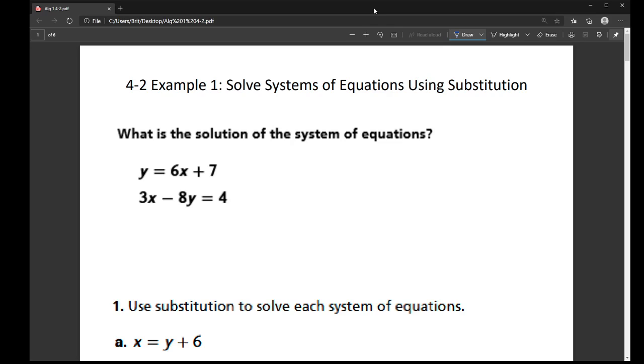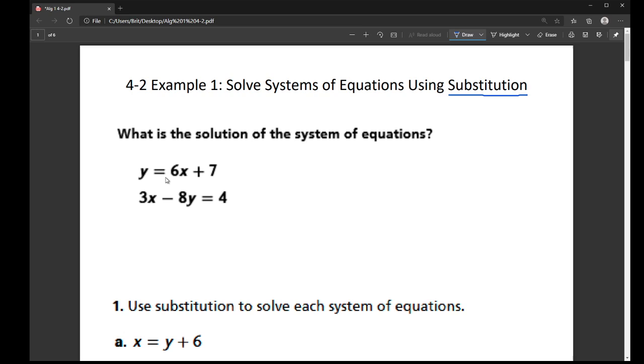In this video, I'm covering example 1 from section 4-2 in the SavvasRealize Algebra 1 textbook. This example is looking at solving systems of equations using substitution. This is how to get an exact solution as opposed to graphing, which gives us approximates. The idea of substitution is that we are replacing things.